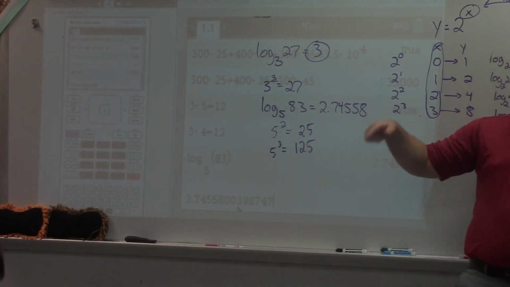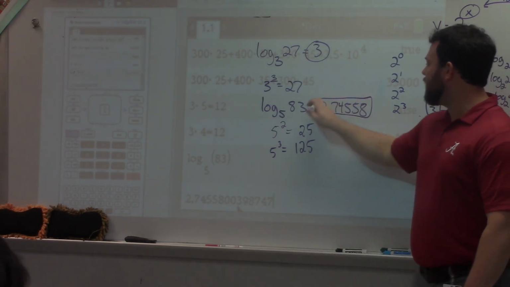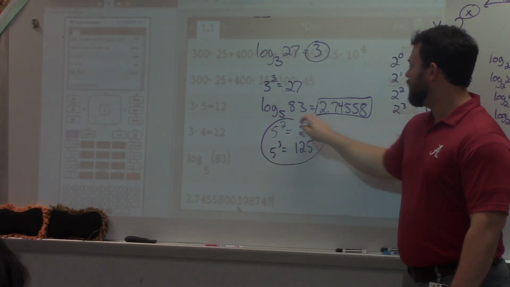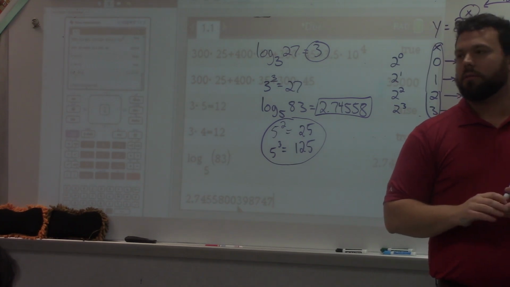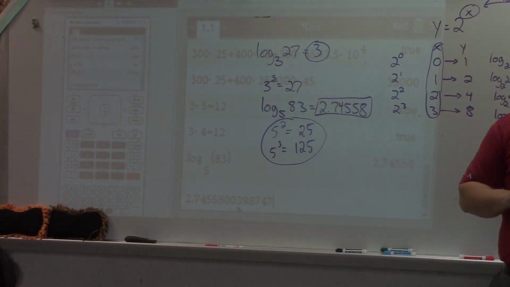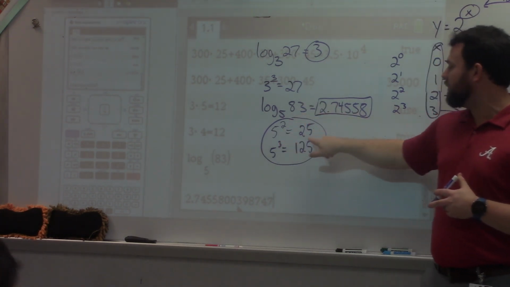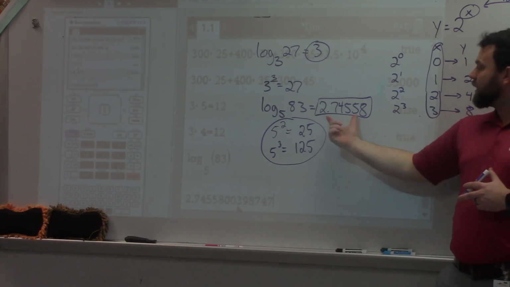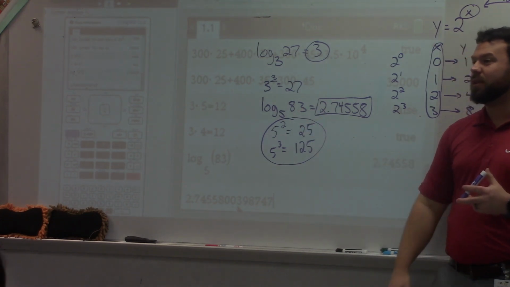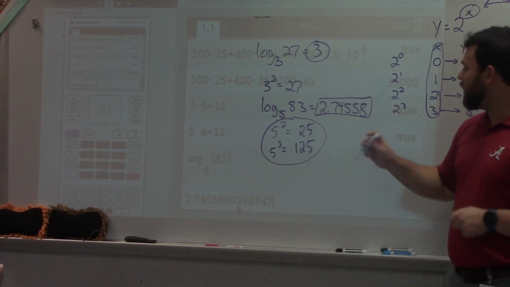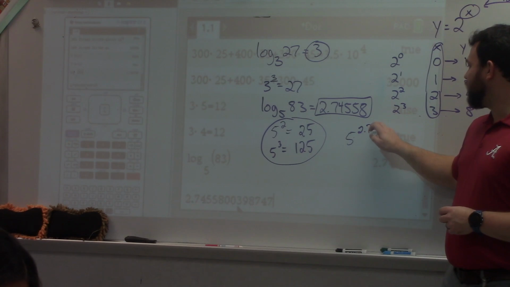So I want you to look at this again. I want you to think about it. Does this make sense in this context? What is a logarithm really? An exponent, thank you, right? An exponent of 2 gives me 25. An exponent of 3 gives me 125. So would an exponent of 2.75 maybe give me 83 somewhere in between there? Yeah. Okay, why don't we type in 5 to 2.74558.